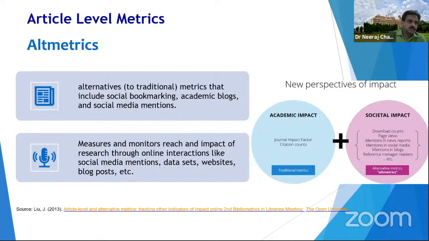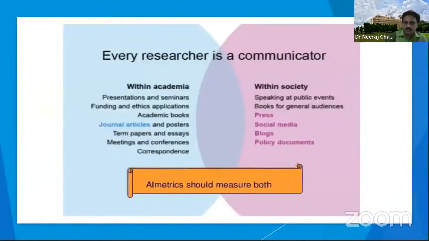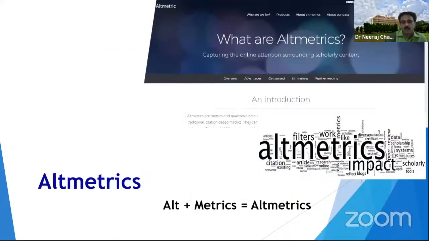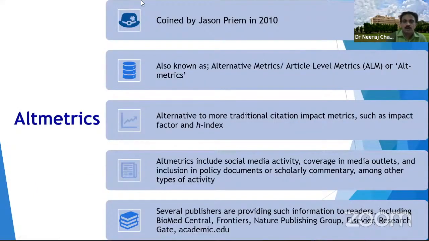Traditional means H-index, impact factor, and other metrics. Altmetrics include social bookmarking, academic blogs, social media mentions, and so many other things. It measures and monitors the reach and impact of research through online interactions. There may be social media mentions, data sets, websites, blog posts, and a number of other things. So all these things are covered in altmetrics. Altmetrics is basically alt plus metrics. This is one of the alternative metrics which was introduced by Jason Priem in 2010, which is also known as alternative metrics or article-level metrics.